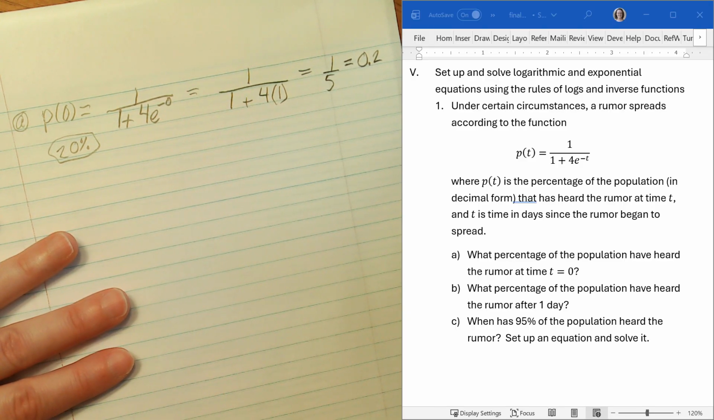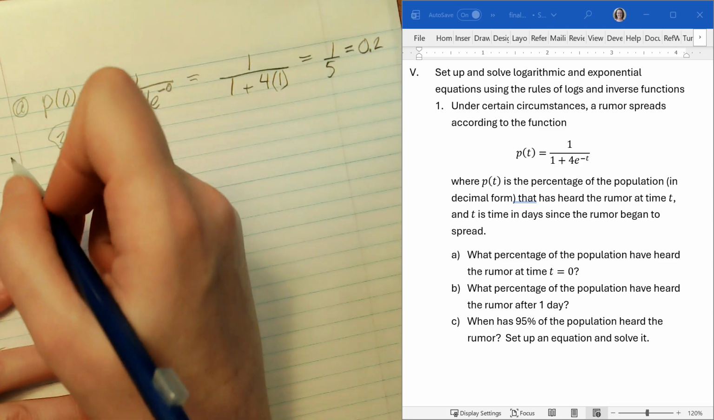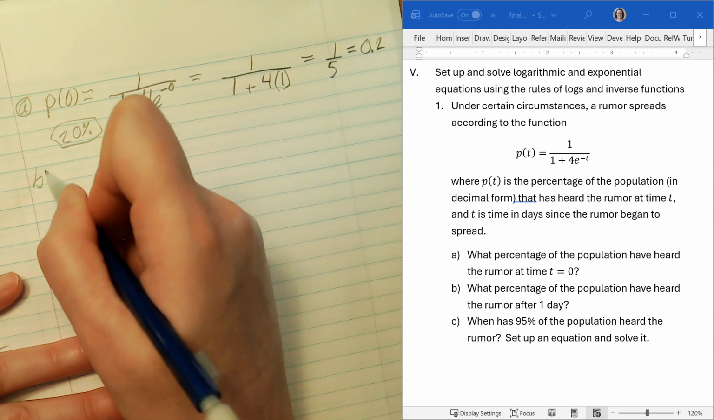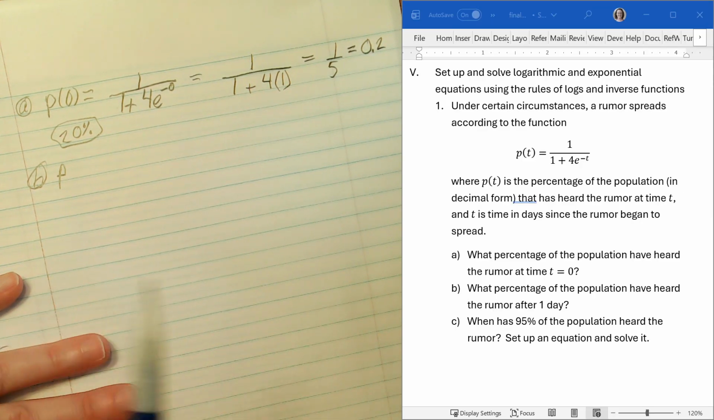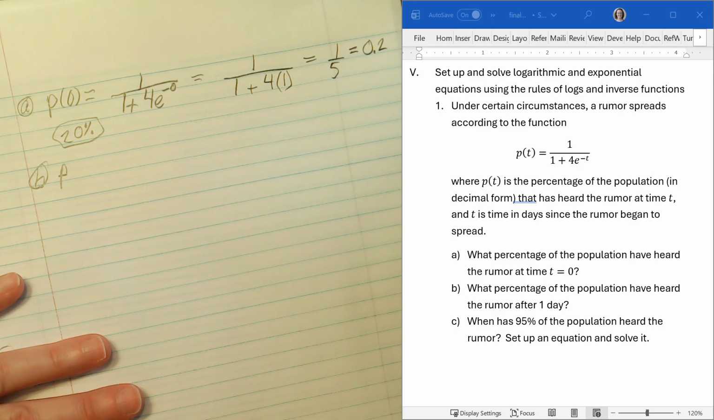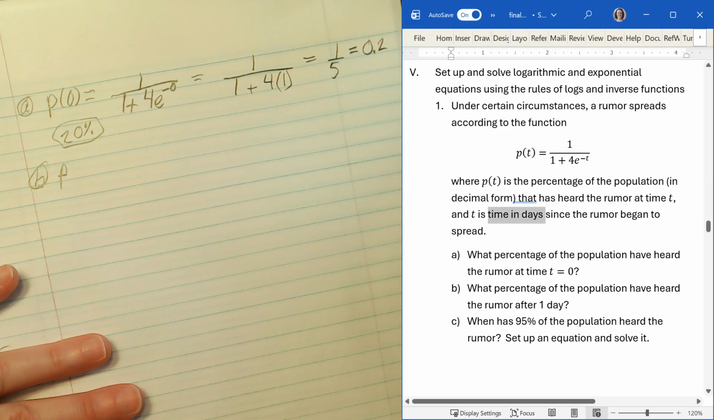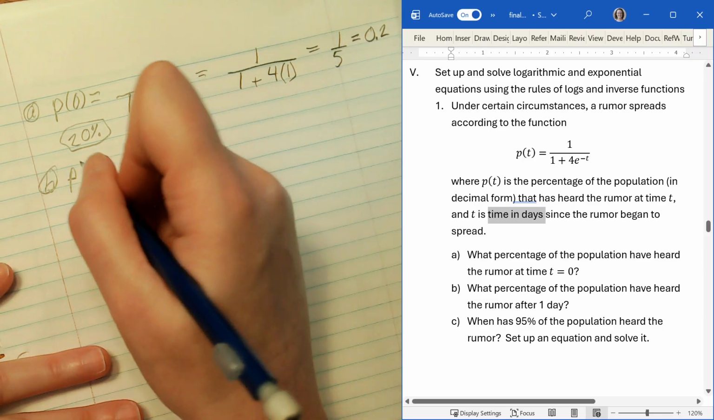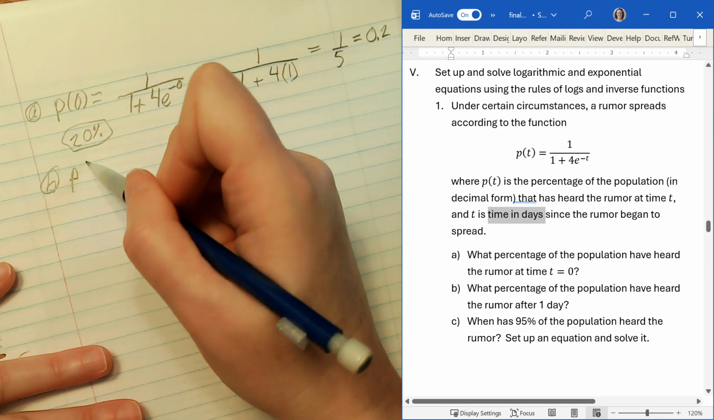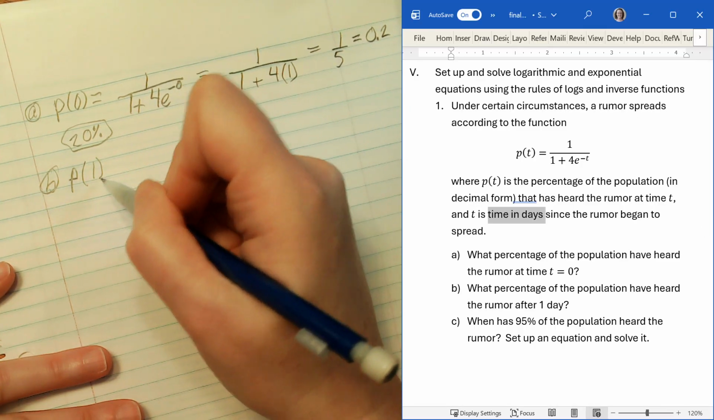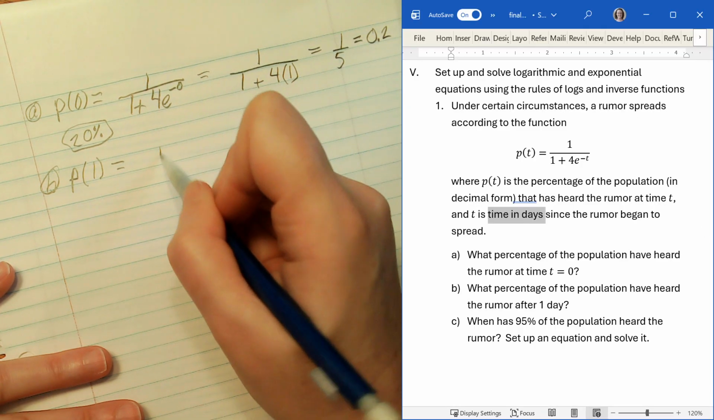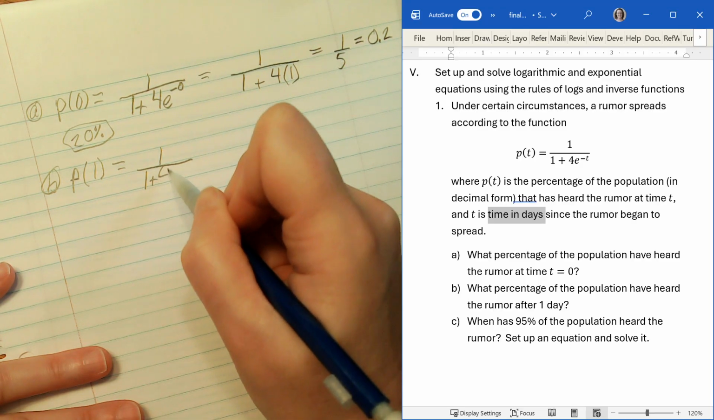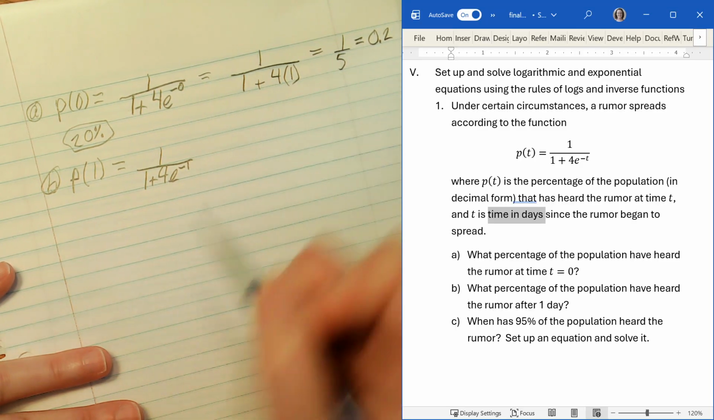What percentage of the population have heard the rumor after 1 day? So for part B, they said t was in days, right? Yeah, t is time in days. So we're going to plug in 1 for t. If it was hours, we might have to make a change here, but since it's days, we can just plug in 1. So e to the negative 1.